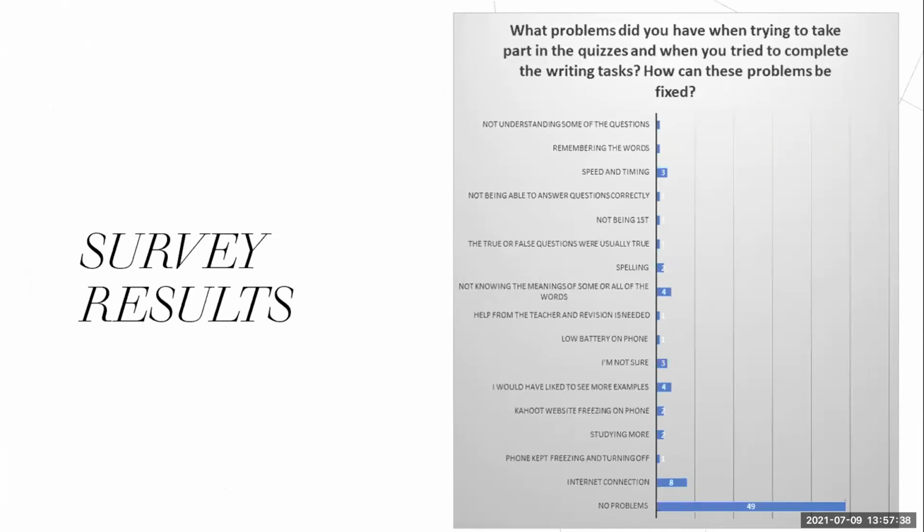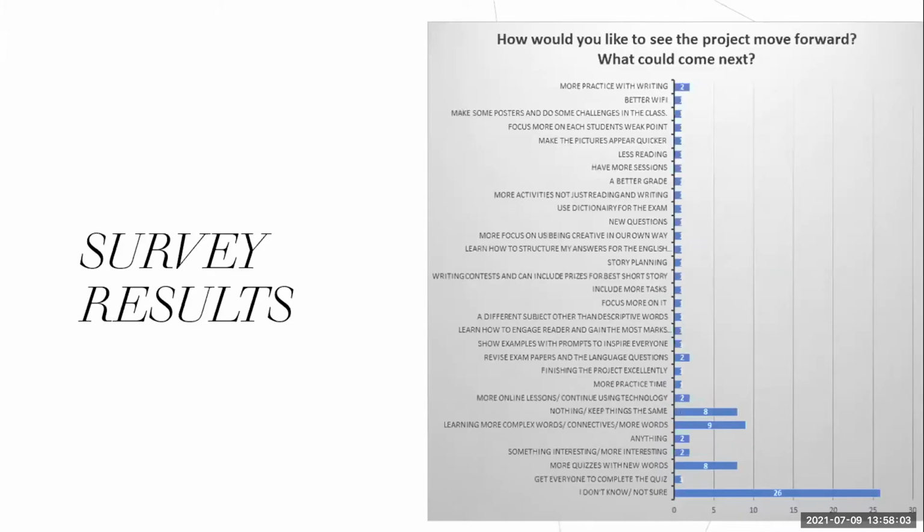This is an example of their responses to one of the questions, which was, what problems did you have when trying to take part in the quizzes or when you tried to complete the writing task? How can these problems be fixed? Some of the things that they fed back to us, some said they didn't have any problems, some said it was the internet connection, some said not knowing the meaning of the words was a problem for them. And if we go on to the next slide, we can also see responses to another question. How would you like to see the project move forward? What could come next? So we did ask what they wanted to see, etc. Some weren't sure.